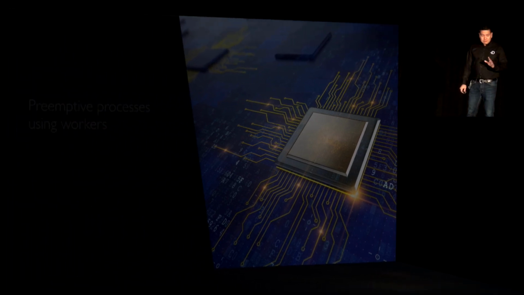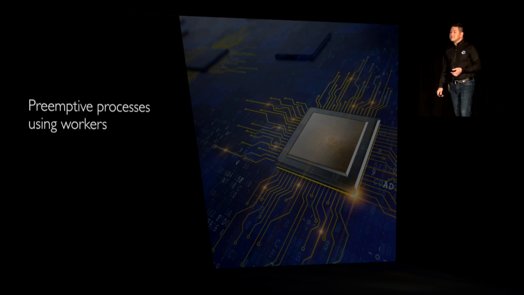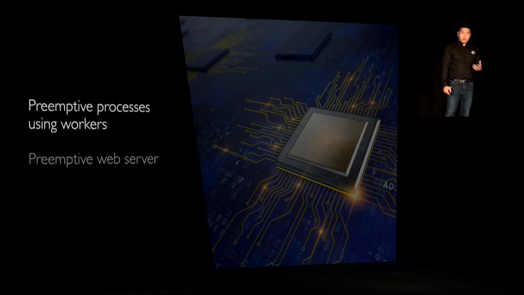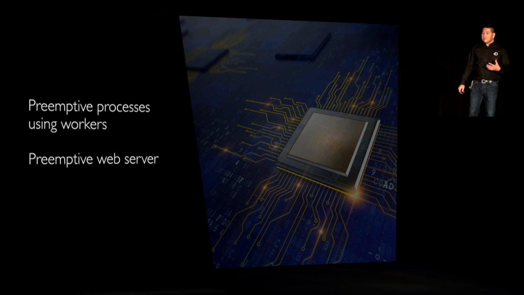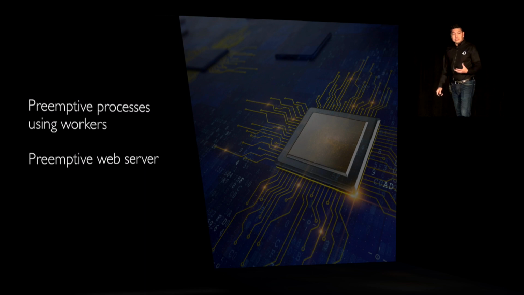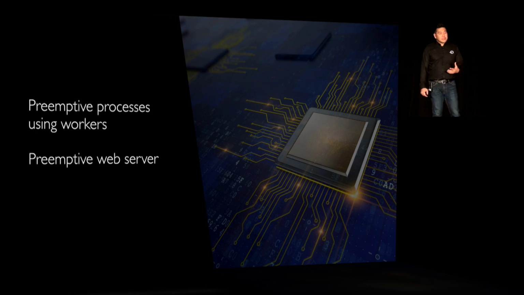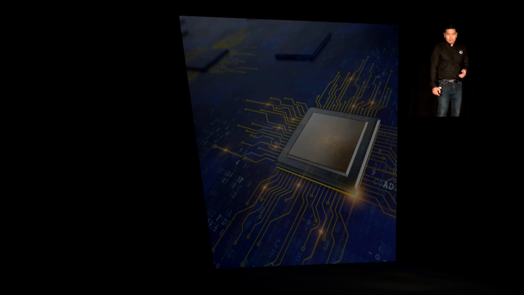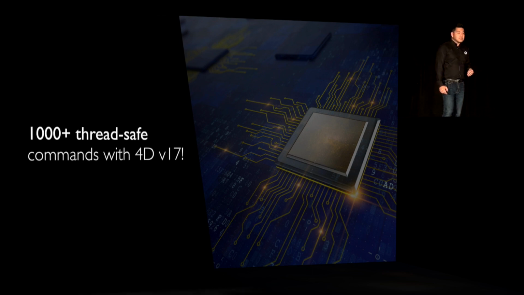Now, just to recap, there are some of the things that we've done so far since version 16. We gave you the preemptive process through the use of workers. You also have the preemptive web server, and this is really huge. I'm a big fan of web serving and web design in 4D, so this makes things a lot better in terms of implementation and operations. And finally, over 1,000 commands are now considered thread safe in version 17. That is a really big effort that we pushed to make available to you.